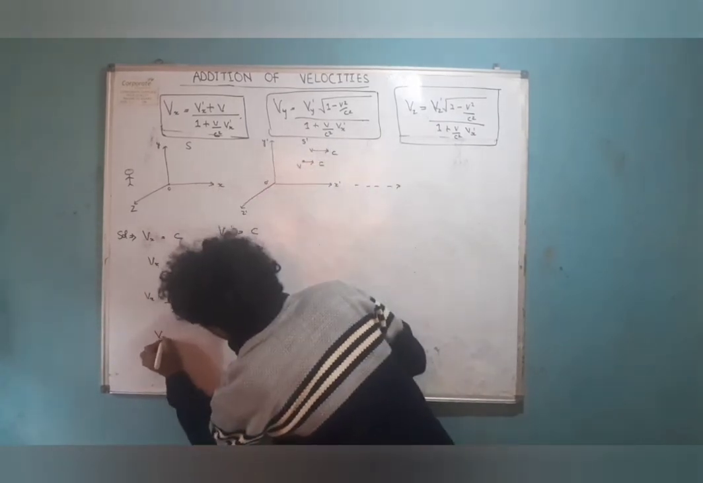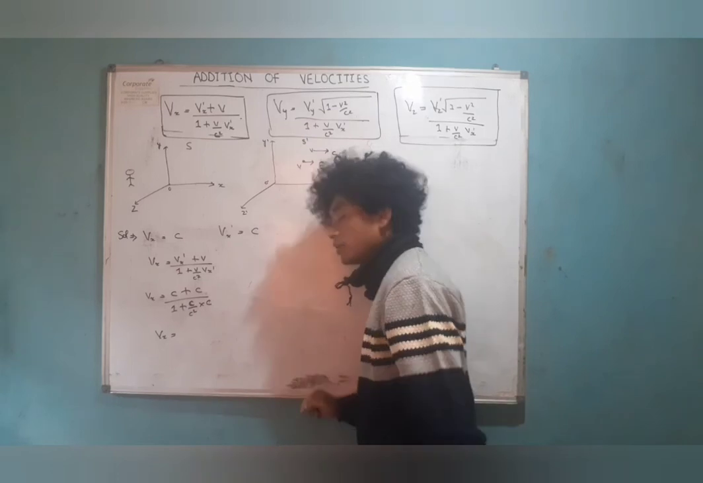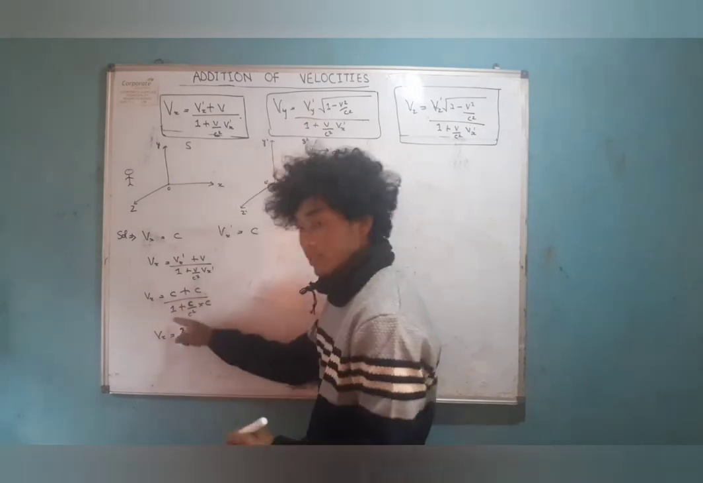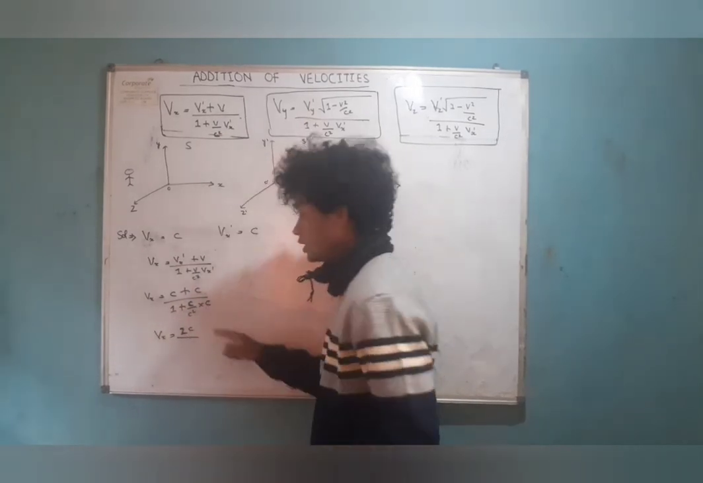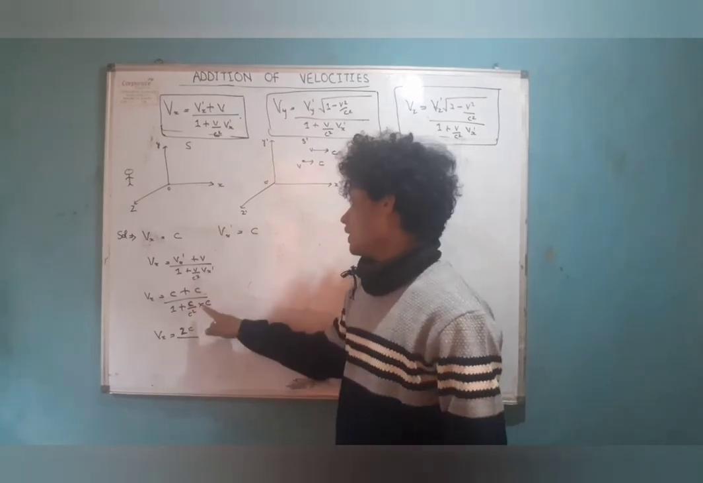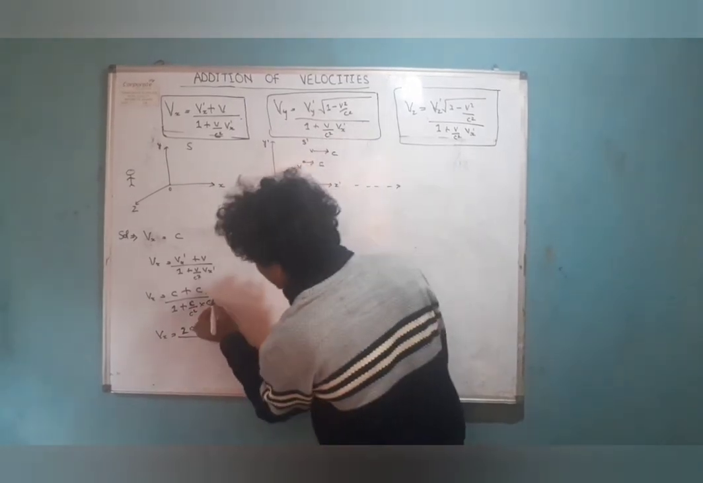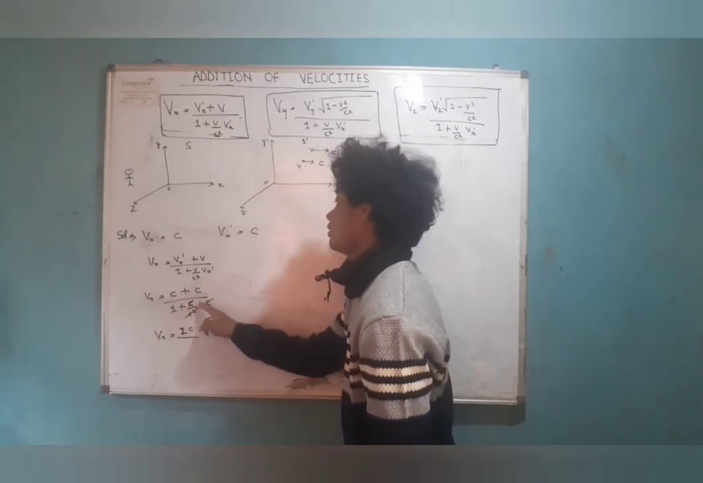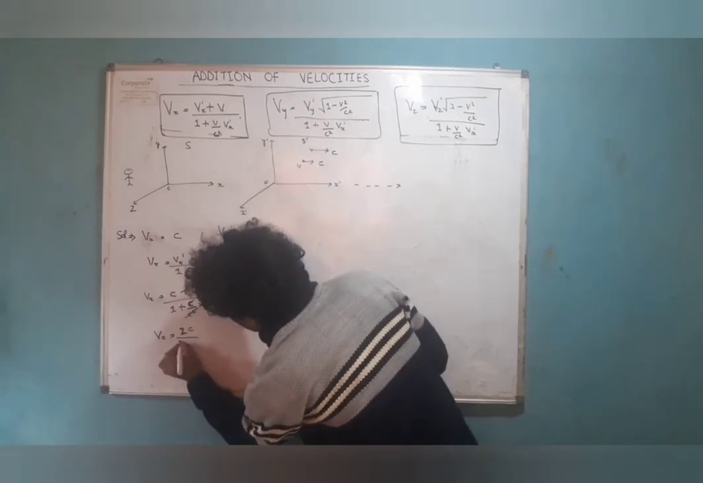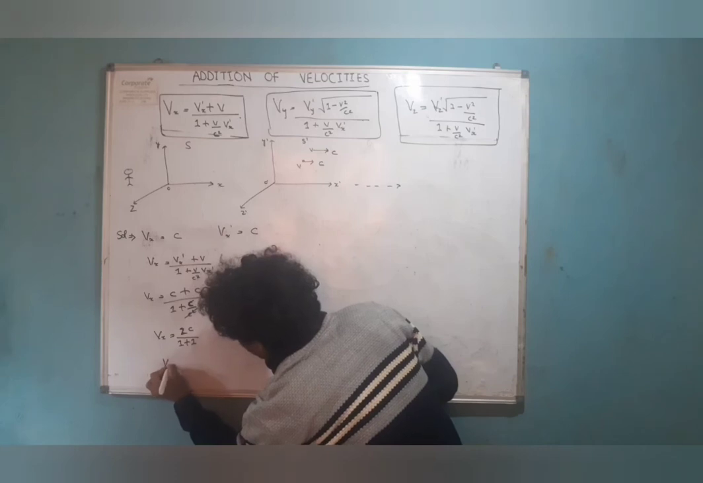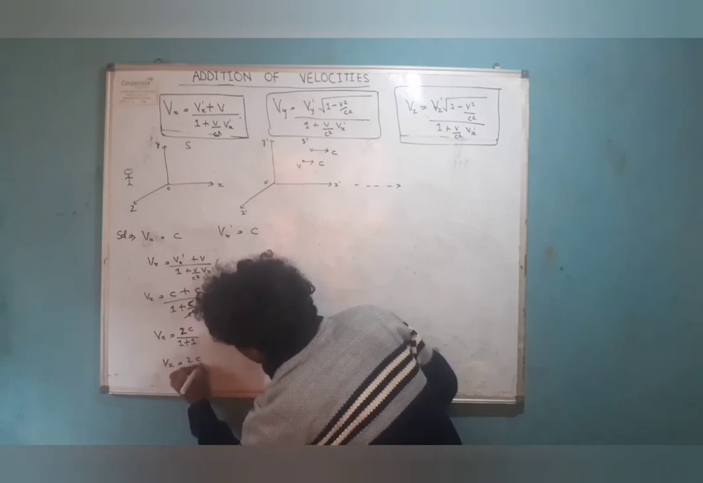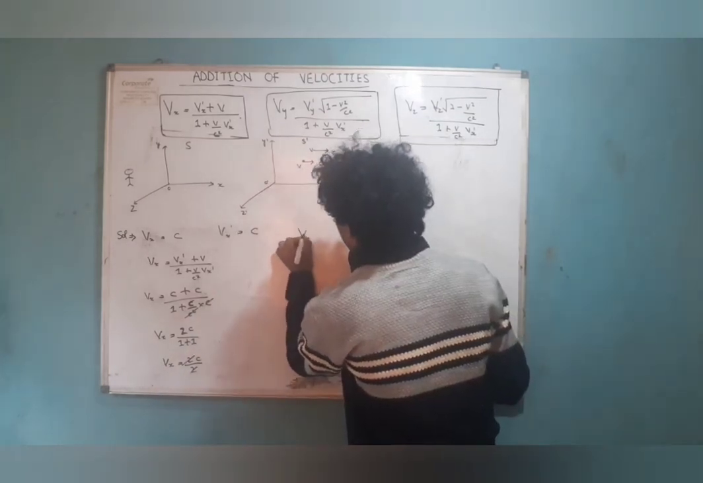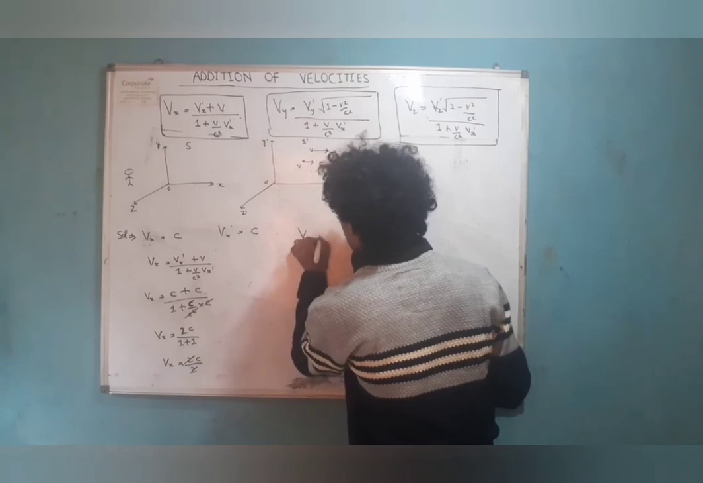So Vx equals c plus c is 2c, and in the denominator we have 1 plus c into c by c square. You see c square and c square get cancelled out. So we have 1 plus 1, and Vx equals 2c by 2. 1 plus 1 is 2, 2 and 2 get cancelled out. So we get Vx equals c.